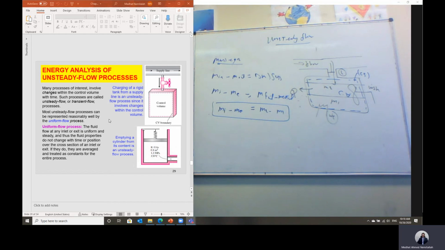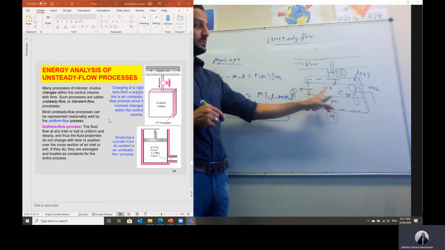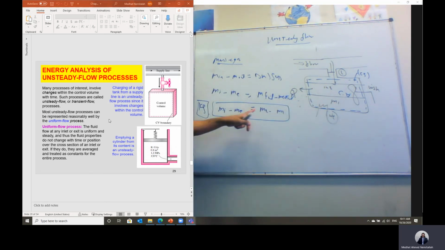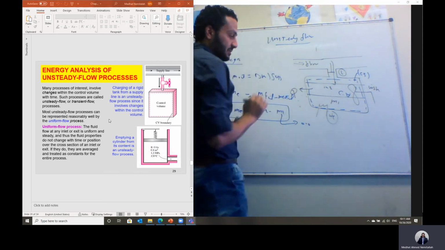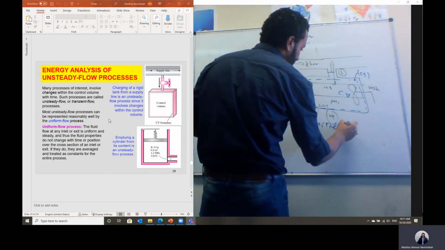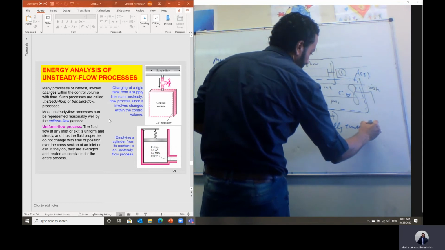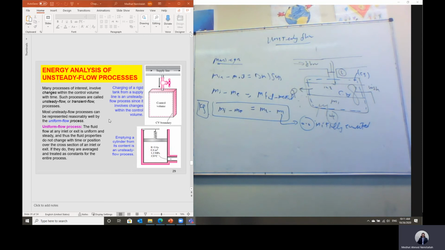So for unsteady flow, this is not the mass flow rate, it is the total mass, calculated in kilograms. So mass in minus mass out should equal the final mass within the system minus the initial mass. This is the final, this is the initial. If we have this tank, let's say initially evacuated, that means the initial mass M1 is equal to 0.